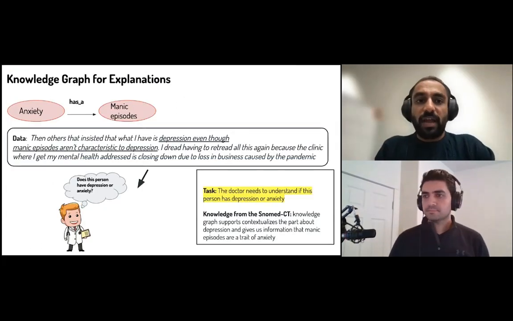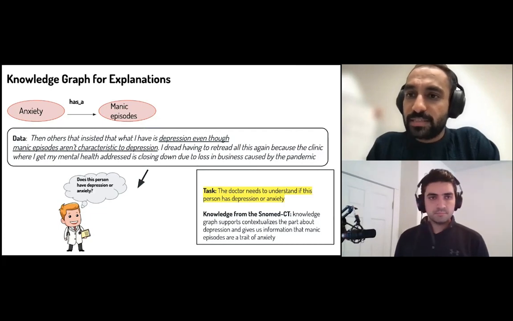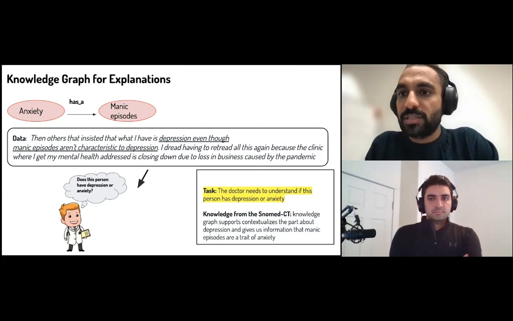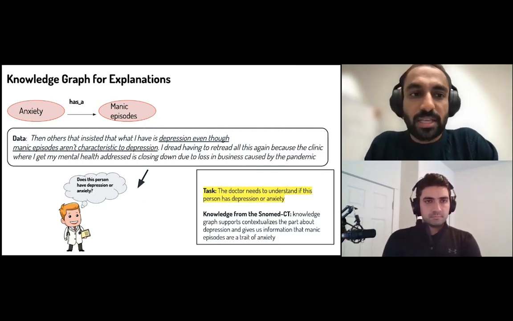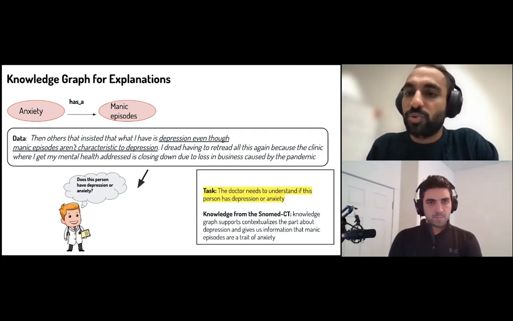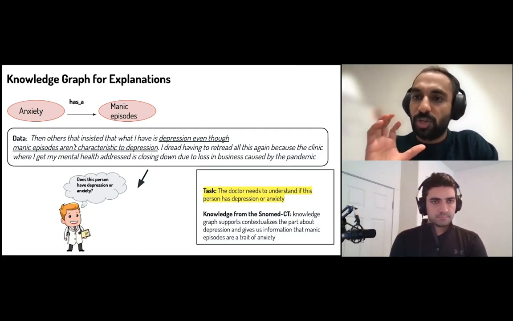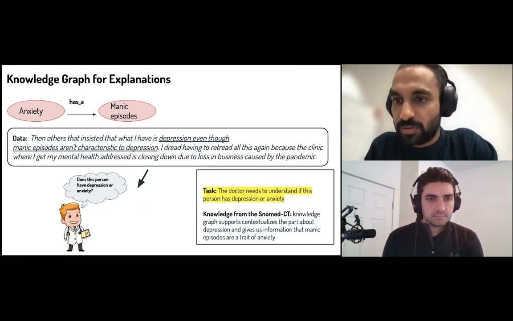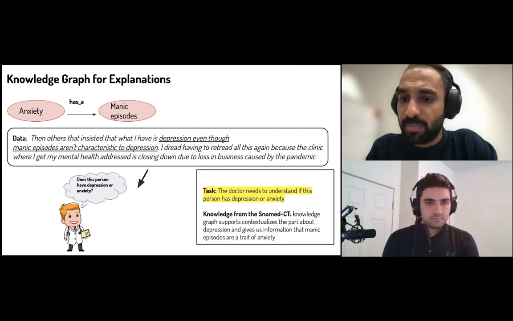So moving further, having an understanding of what exactly a knowledge graph is and what it looks like, let's take an example of its explanation. How does a knowledge graph help you in explanation? Suppose that you are an annotator, you are getting a post from a social media profile where your eyes go to the statement that the person is having depression because it's mentioning depression, but he also mentions that manic episodes aren't the characteristics of depression. So there are two conflicting statements over here.